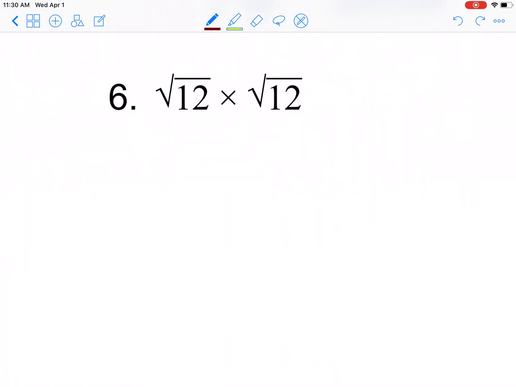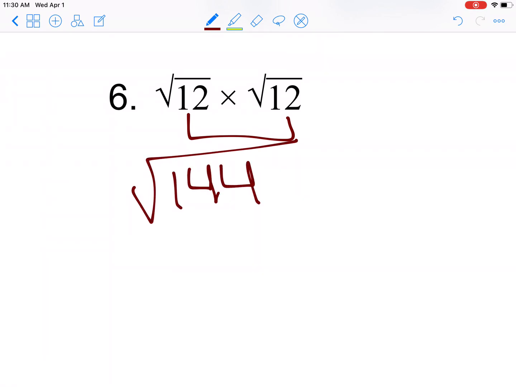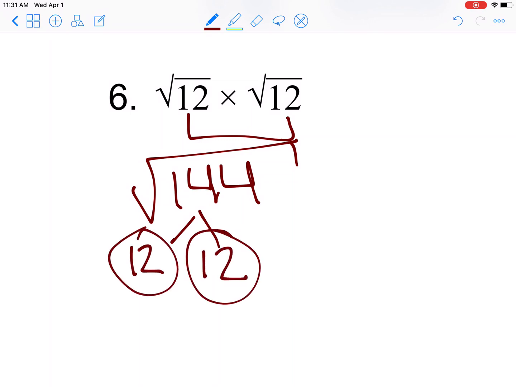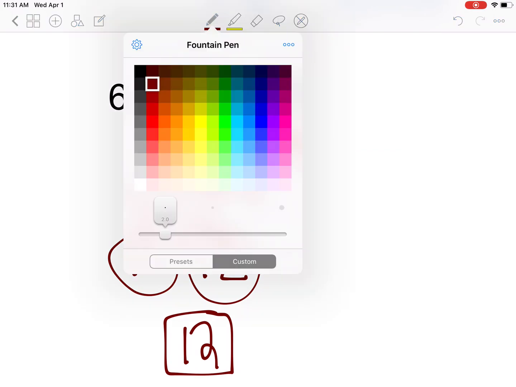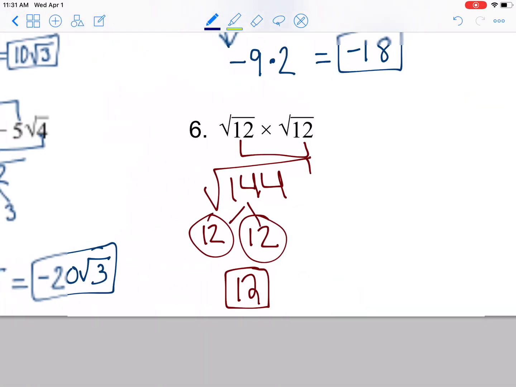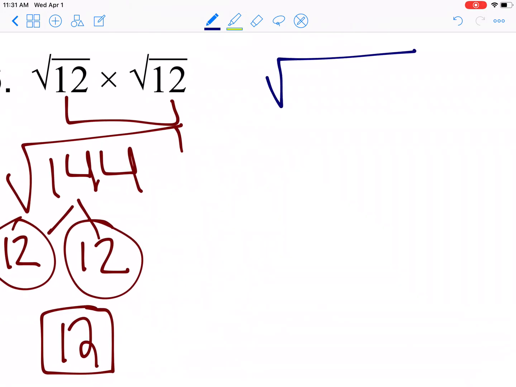Okay. Last one. Square root 12 times square root 12. Well, 12 times 12 is 144. And you're probably thinking, wow, that's a big number. Well, 144 is a perfect square, and it could be split up into 12 and 12. So your final answer is just 12. Now, if you see that square root 144 and you don't think you can recognize that right away, let's see what happens when we take the long route. We still will get the same answer.